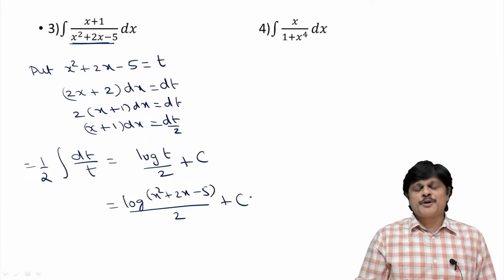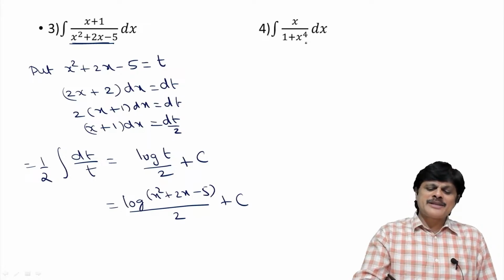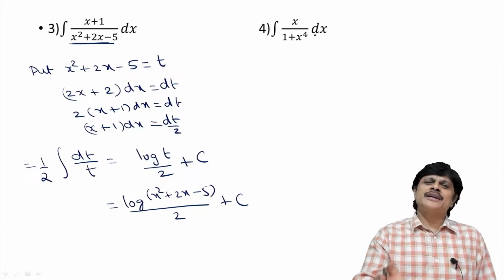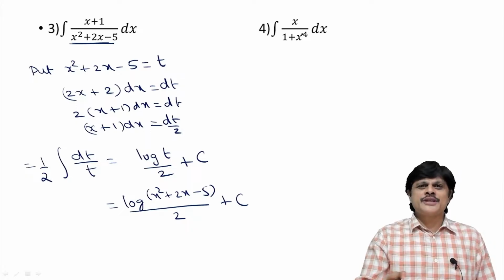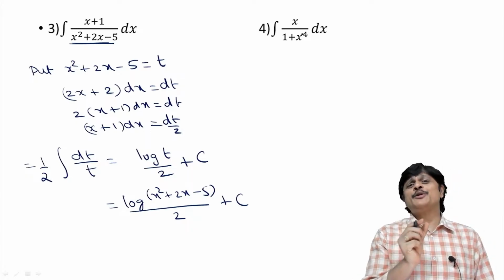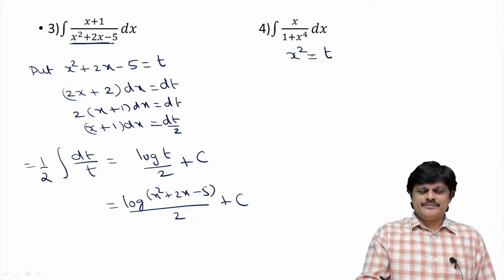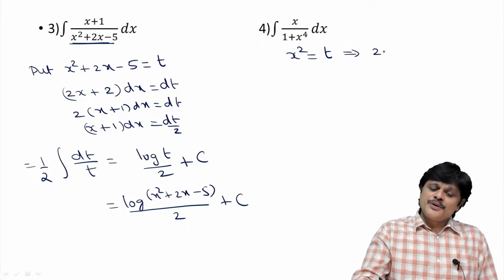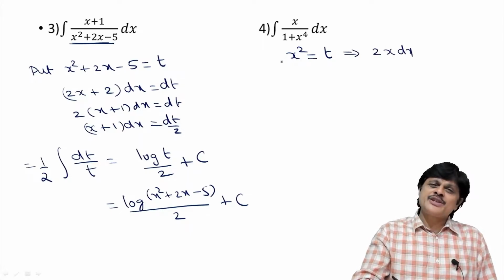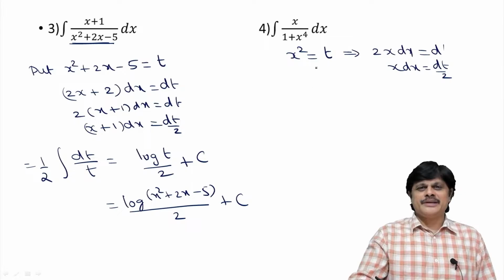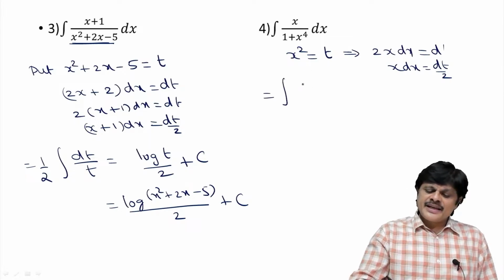Simple. The next problem. And don't always do it like 1 plus x power 4 is t. You will get some other nonsense. Make substitutions which make the problem into a form for which you know the integral. So here the best substitution is x square is t. Then what happens? The differential of x square is 2x into dx is equal to dt. That means x dx is equal to dt by 2. So x dx is dt by 2. 2 is a constant.